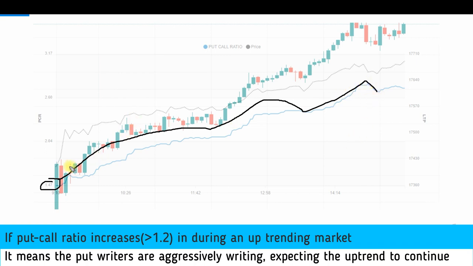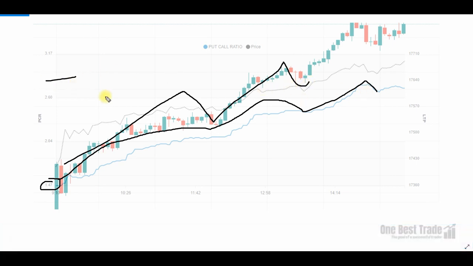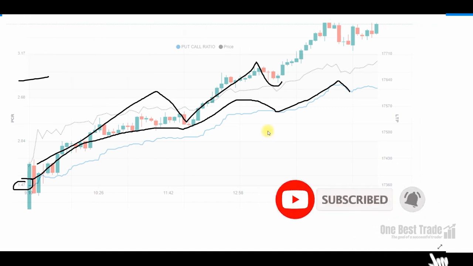And also you can see the price is just following the PCR indicator. It is also making higher high, higher low, higher high, higher low. Here the PCR also went well above 3. They are writing 3 puts against 1 call. That shows their conviction about upside momentum. That is how this PCR indicator will help you to be on the right side of the market.